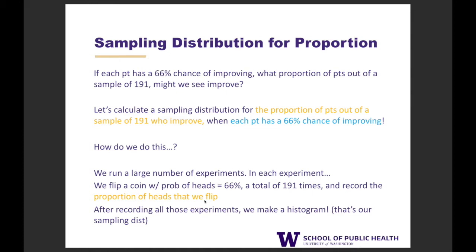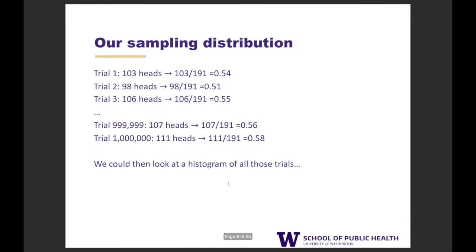And again, often we won't do this by hand. We'd first need to find that biased coin before we could flip it if we did it by hand. We'll have R do it for us. But let's again look at what this would look like if we did it by hand. So in trial 1, we flip the coin 191 times, we get 103 heads. Great, we don't report 103 now, we report 103 out of 191, which is, as a proportion, 0.54. So this is saying in this trial, 54% of our sample improved.